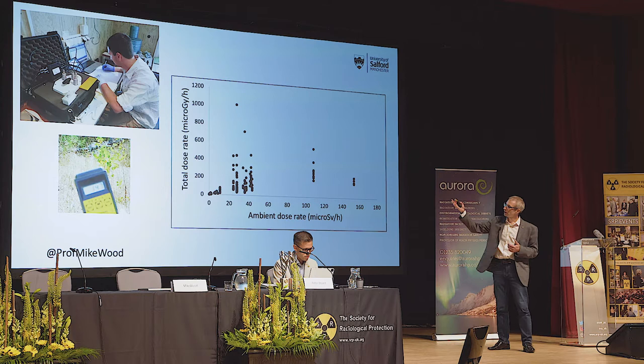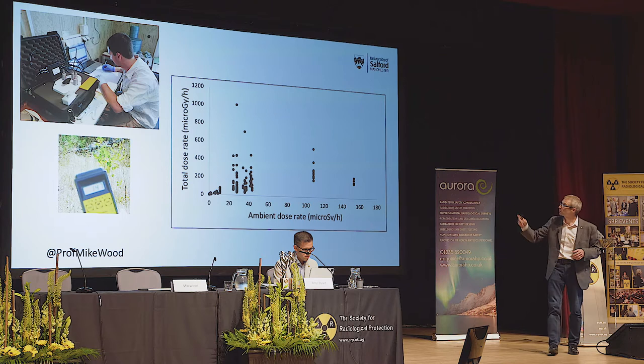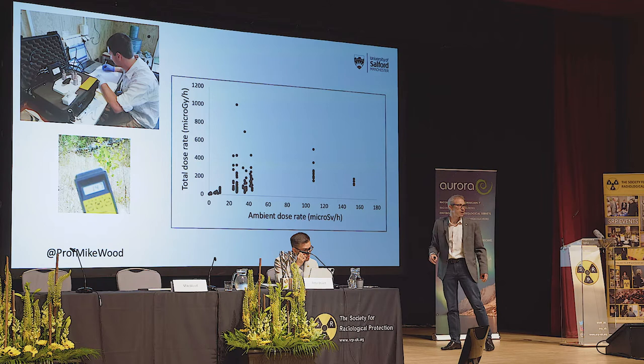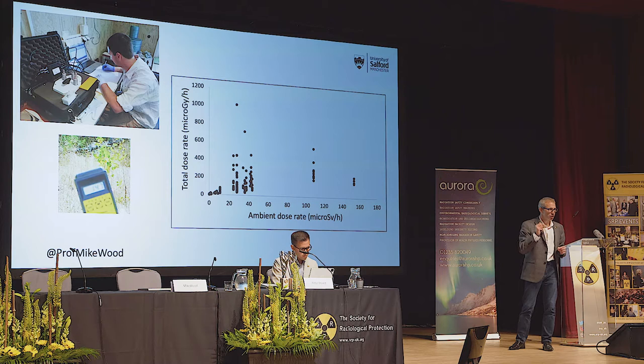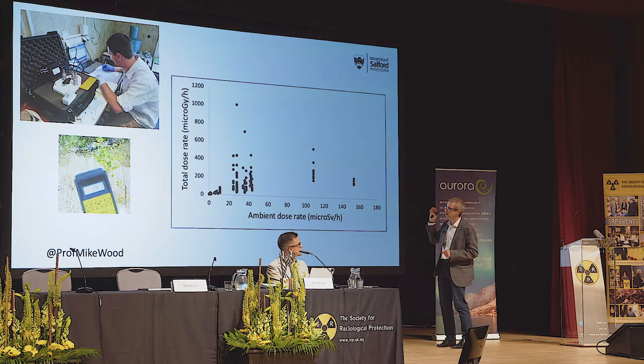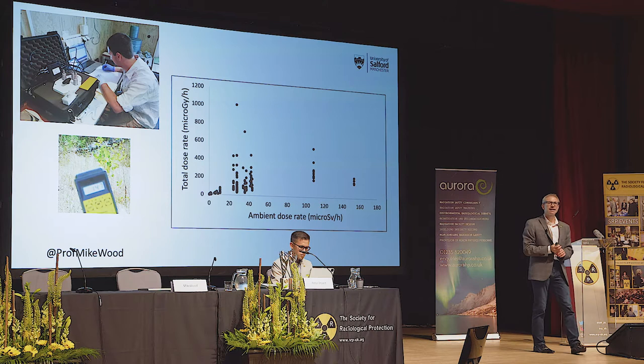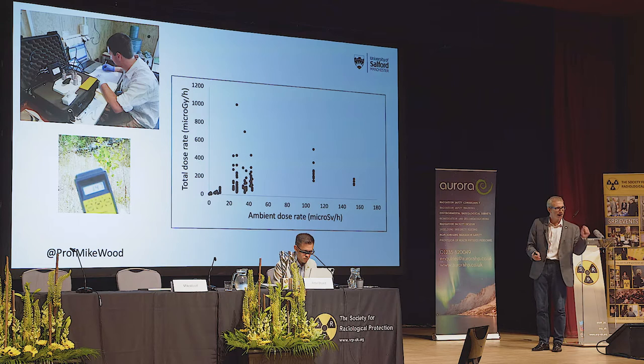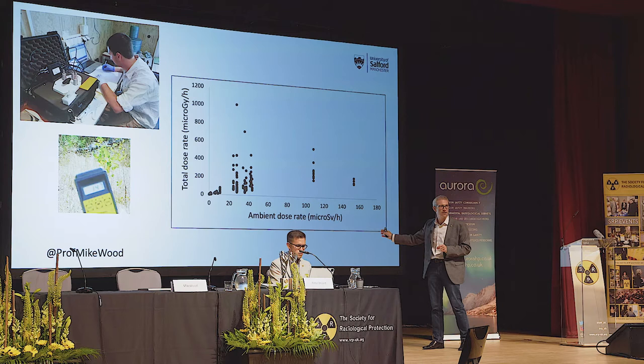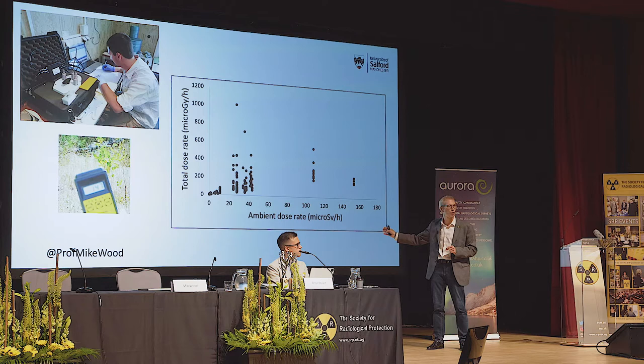Taking it out to the zone, you can see Ross actually in a house in Chernobyl working with the detector there. And also taking ambient dose rate measurements, we were able to compare total dose rate for individual animals against ambient dose rate, as may have been used many times before in previous studies. What you'll see here is that there is a heck of a lot of variation in the total dose rate at any given site with a particular ambient dose rate. So can you use ambient dose rate to help you do radiation effects study analysis? No, you can't. This is a really important finding.